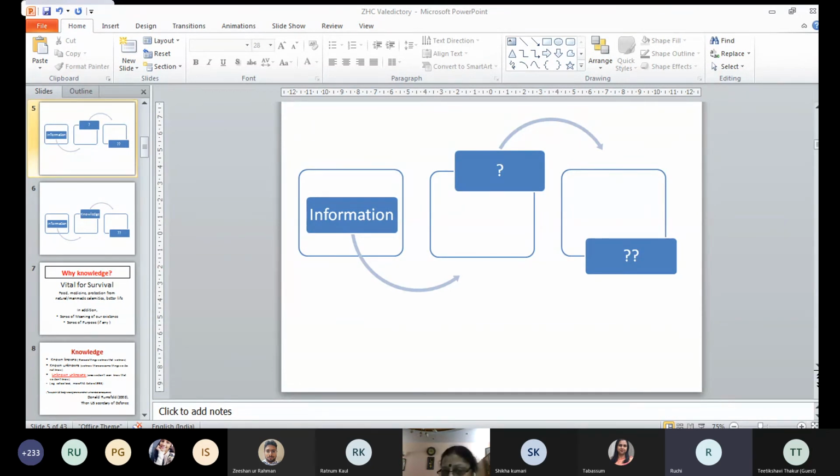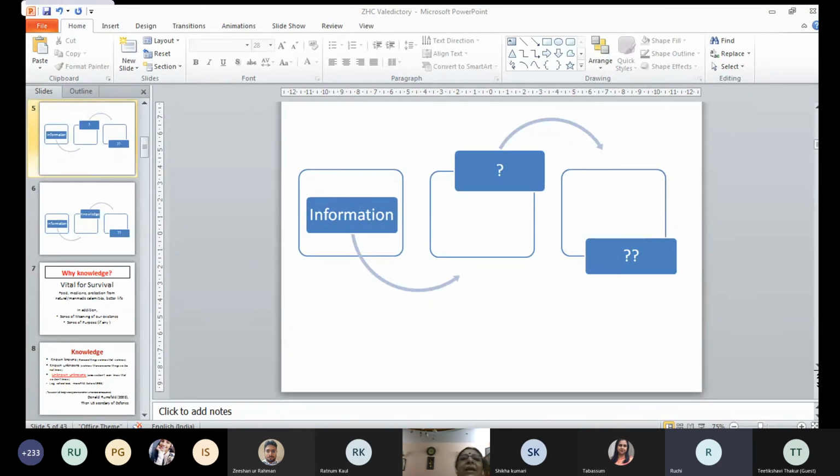Knowledge takes us to wisdom. So this is how the chain goes. The precursor of wisdom is knowledge. The precursor of knowledge is information. And what is the precursor of information? Where does information come from? Information comes from data, the scientific data, collected scientifically, collected meticulously.